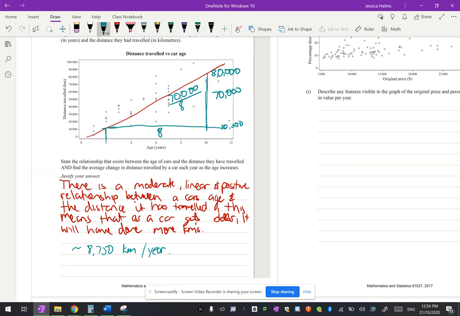This is a merit question. It requires you to do both for the merit. If you've just done one or the other, you can still get an achieved off it. But yeah, it's definitely an easy merit to get.